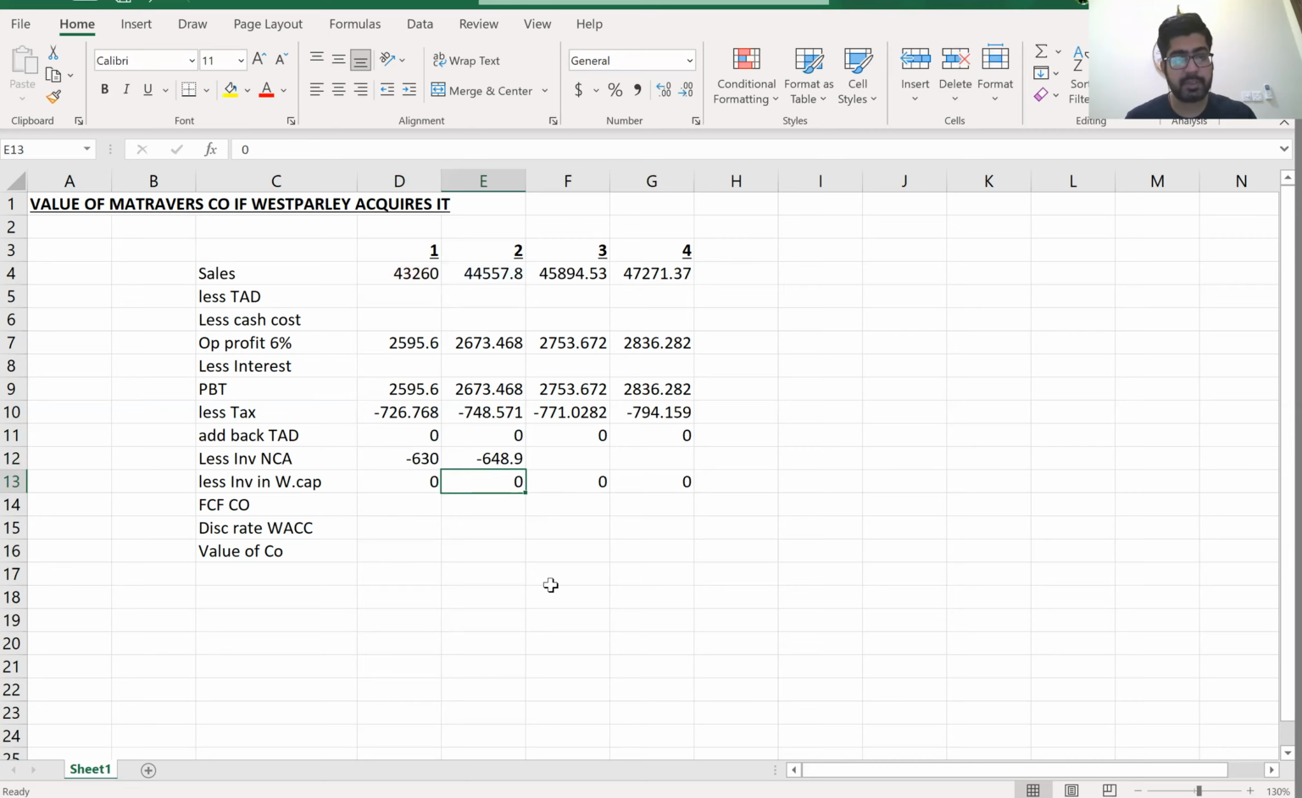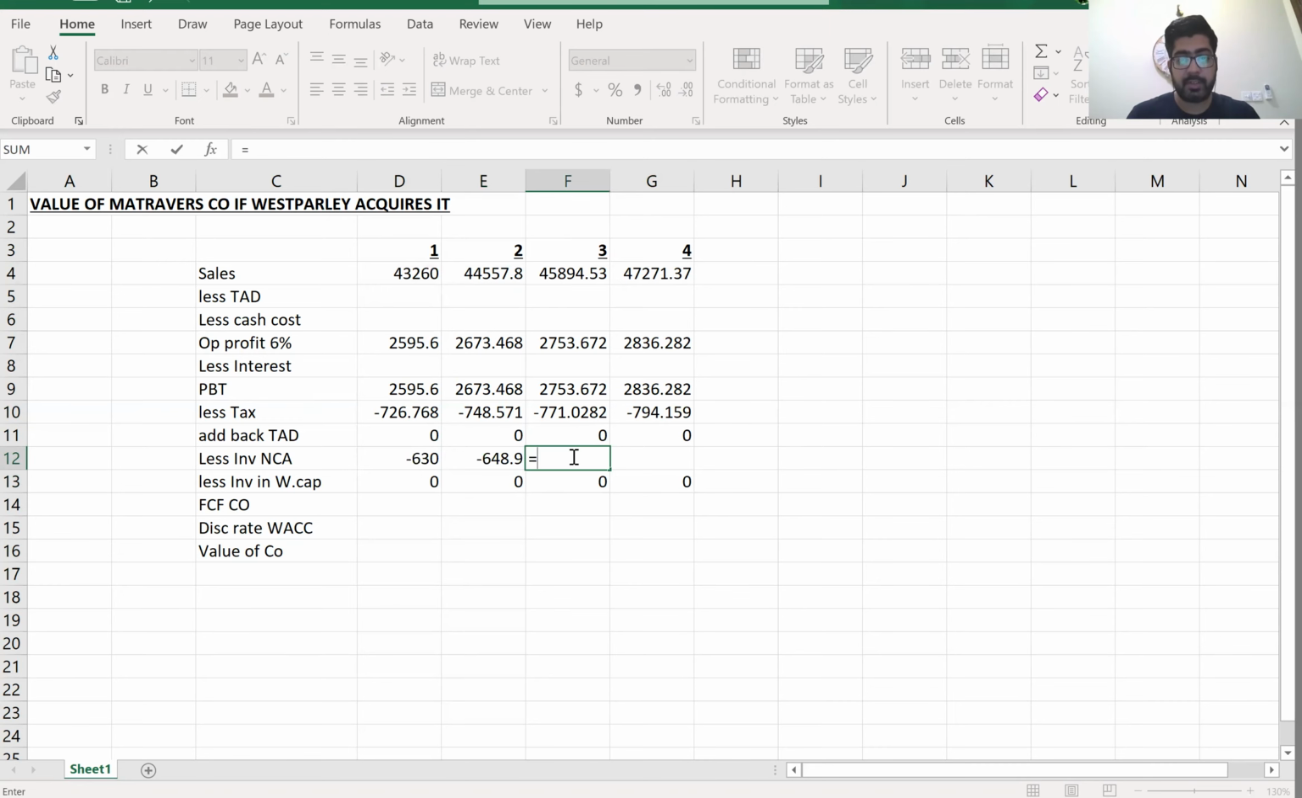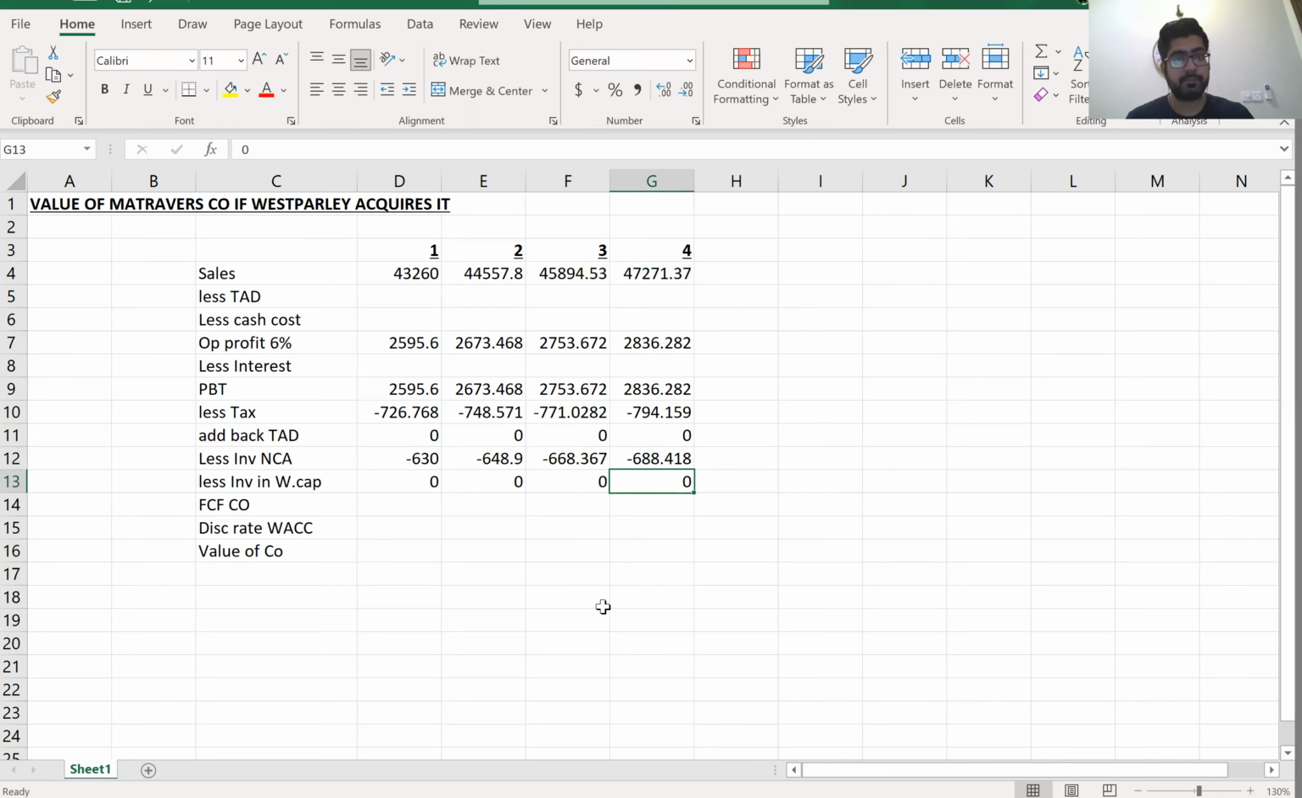Okay, you take the difference and multiply by 0.5, because for every sales increase, 0.5 would be working capital. Here, sales increase is F4 minus E4. This is the increase in sales. Whatever the increase in sales is, 0.5 of it is the working capital. And here, sales are increased by G4 minus F4, times 0.5. Okay.